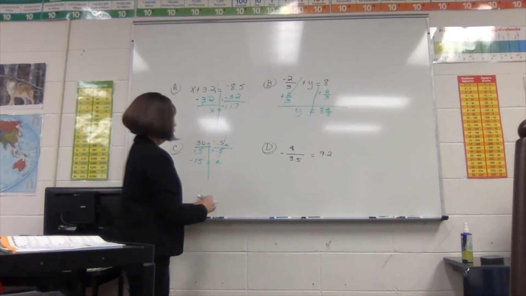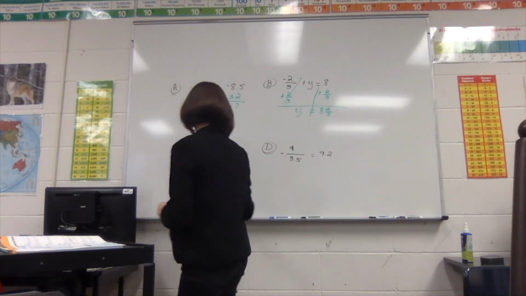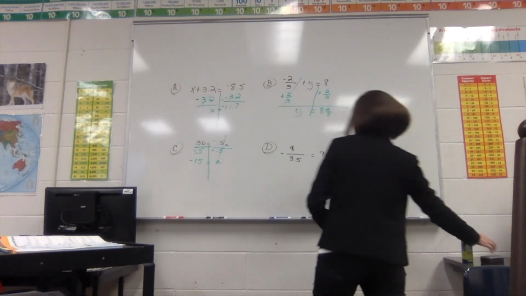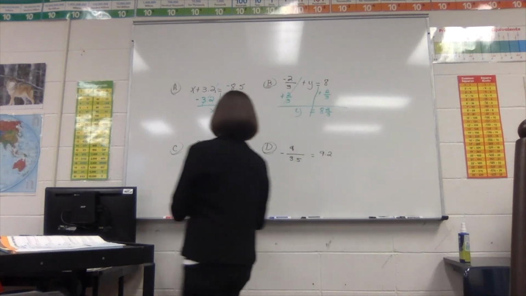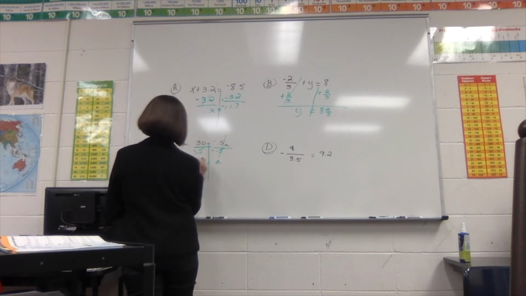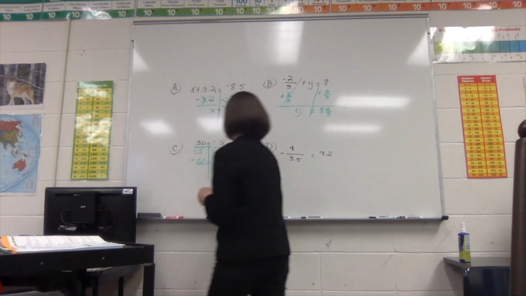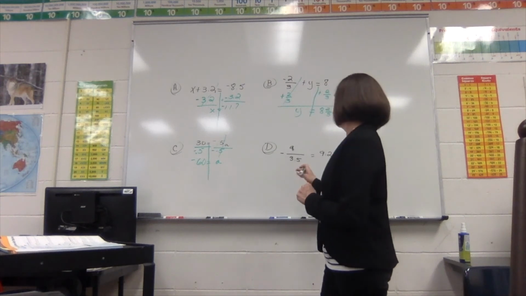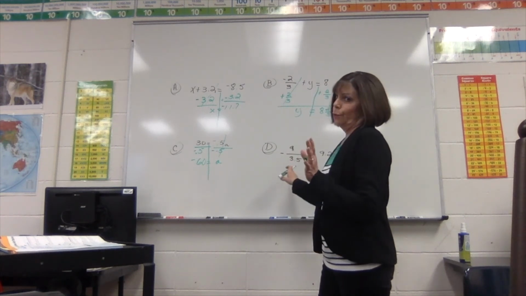Oh, shoot. It's not negative 15. I just made a mistake. I doubled it. If I'd had a calculator, I'd have gotten it right. You guys have your calculators. It's negative 60. So A equals negative 60. I'll try not to do that again.